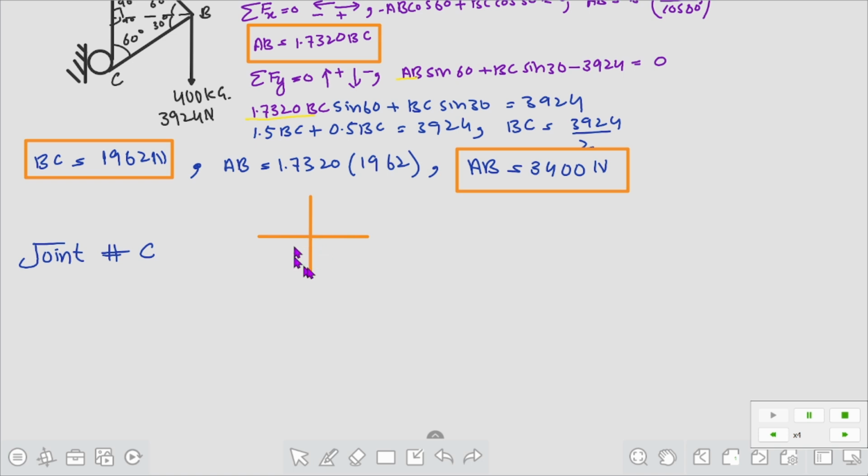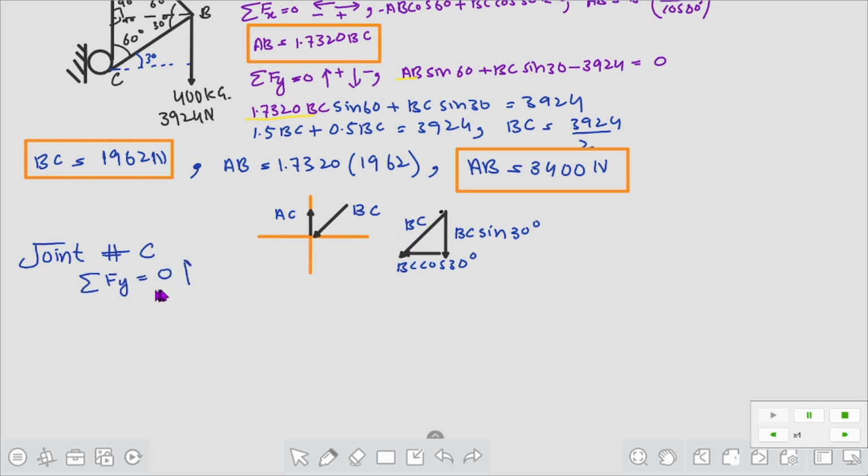After that I will take joint C. I will draw a free body diagram in the XY coordinate system, it will look like this. So this is the member CA or AC, and this is member BC. BC will be resolved into its components: BC sin 30 degrees and BC cos 30 degrees, and this is the resultant force, which is BC.